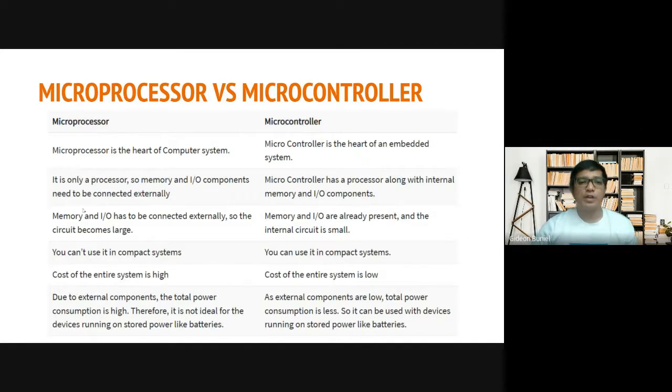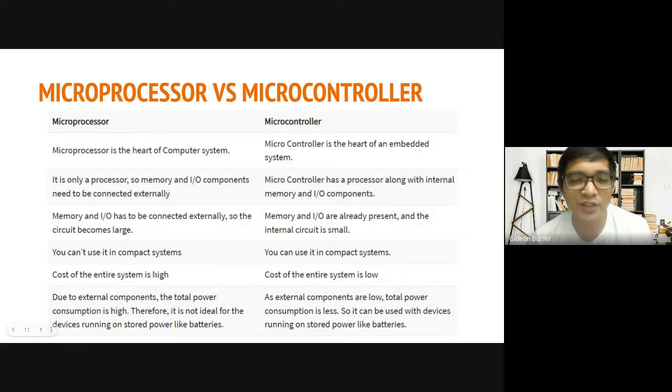A microprocessor is only a processor, so memory and I/O components need to be connected externally. That's why we plug USB into our system units or computers. A microcontroller has a processor along with internal memory and I/O components. For a microprocessor, again, memory and input-output have to be connected externally, so the circuit becomes large. Memory and input-output are already present in a microcontroller and the internal circuit is small. You can't use a microprocessor in compact systems, but you can use a microcontroller in compact systems.